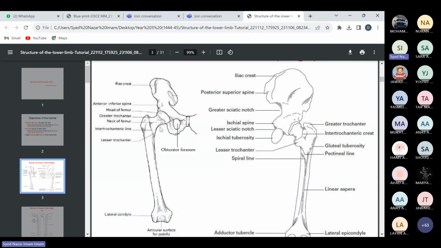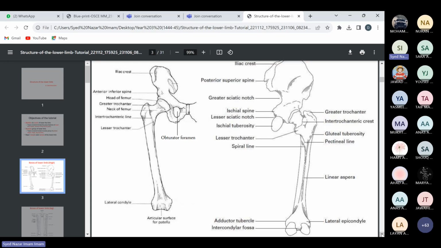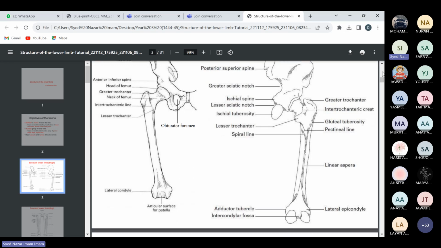And then this is the shaft. And at the top of the shaft, we have two trochanters. One is called greater trochanter and one is called lesser trochanter. Then this is the shaft. And at the lower end, we have two condyles. This is lateral and medial condyle, and in between the two condyles, we have the intercondylar fossa.